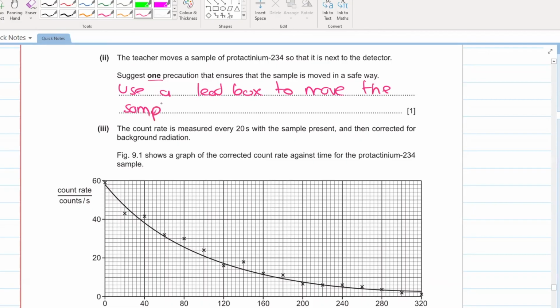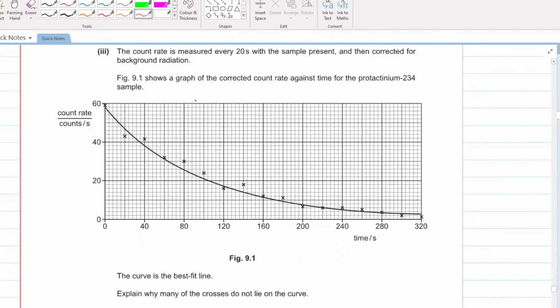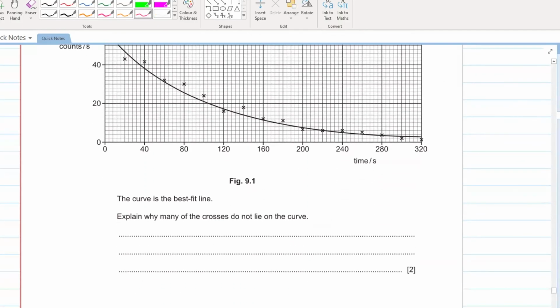Perfect. Let's move on to part 3. The count rate is measured every 20 seconds with the sample present and then corrected for background radiation. Figure 9.1 shows a graph of the corrected count rate against time for the protactinium 234 sample. बेटा, count rate versus time का graph given है. The curve is the best fit line.